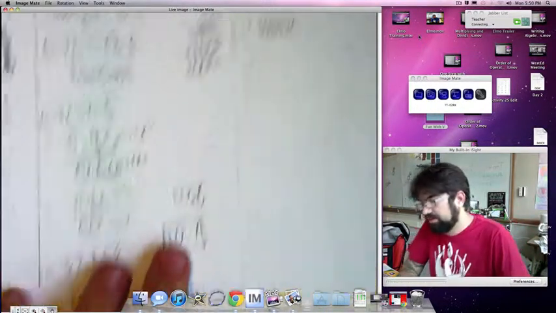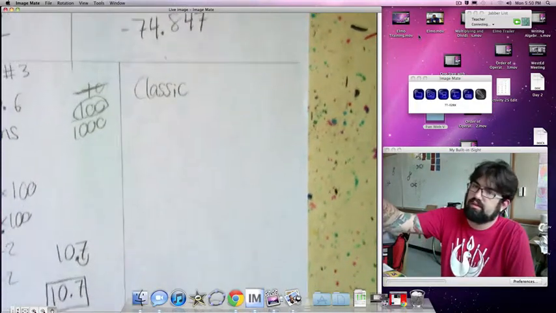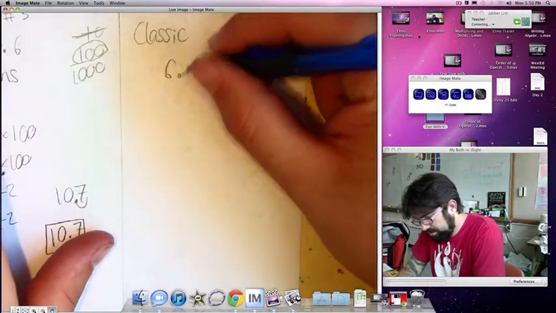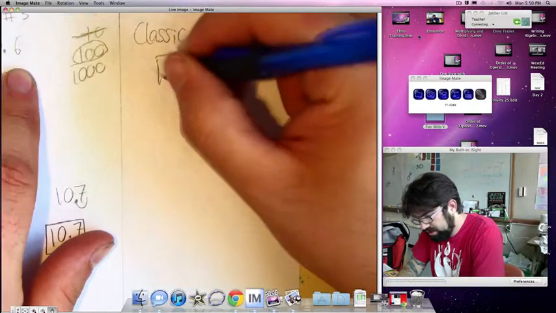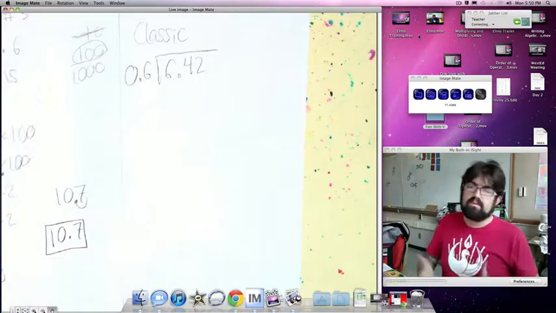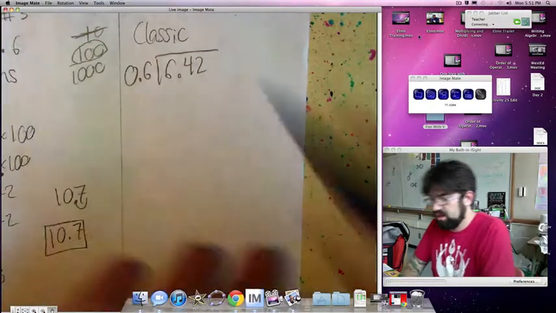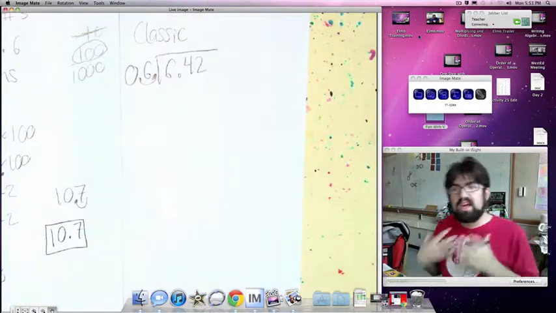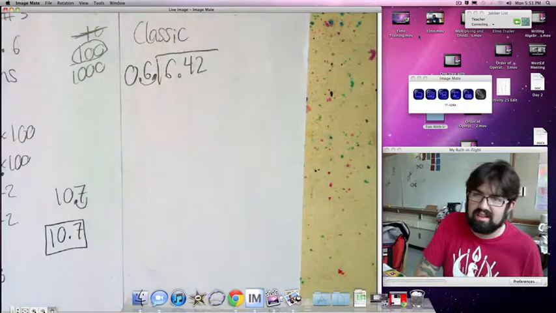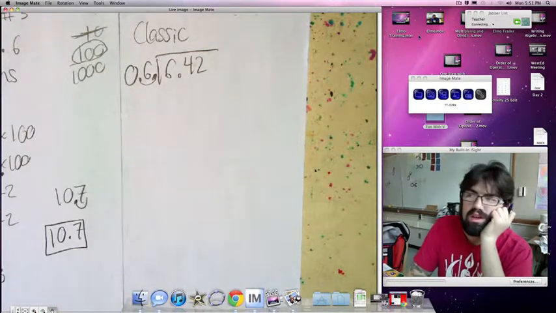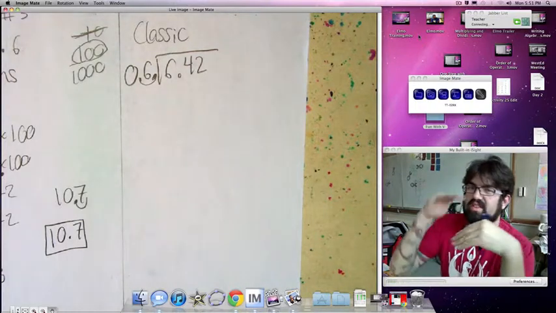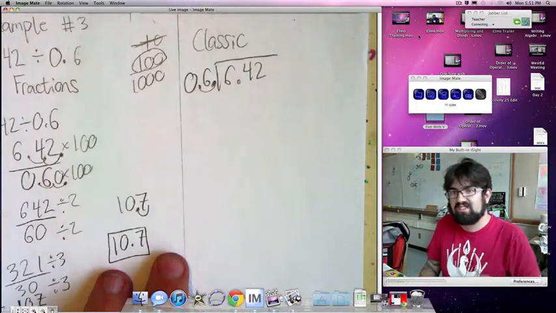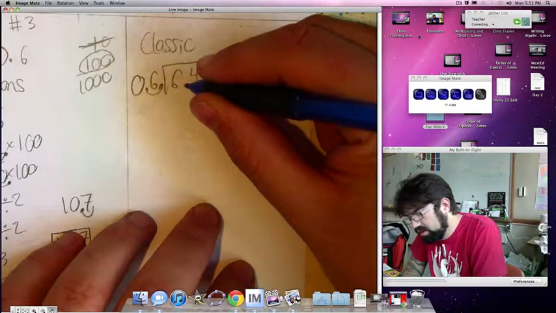Let's see what happens with the classic. 6.42 divided by 0.6. If you remember back in the day, back in 6th grade probably, I got to make a whole number out here. So whatever I do on the outside, I have to do on the inside. Think about it. On fractions, whatever you do on the bottom, you got to do on the top. That's just like out here, isn't it? See that connection with fractions and decimals? It's brilliant. Move the decimal one time.